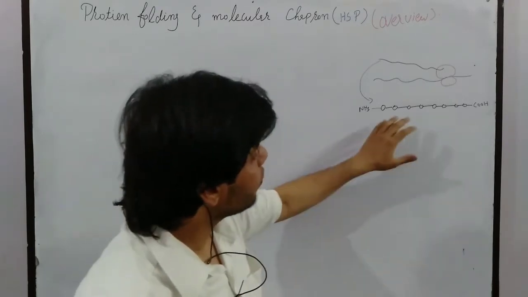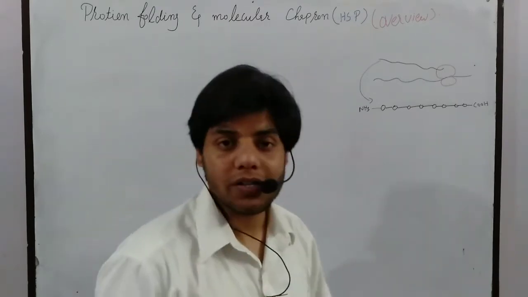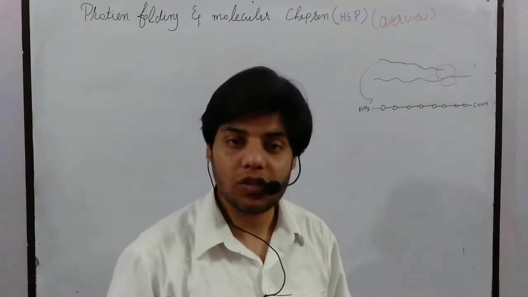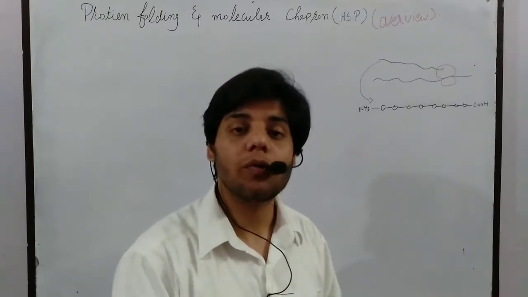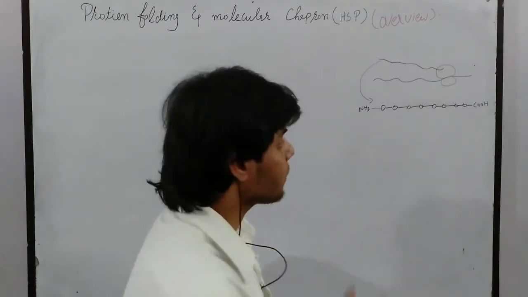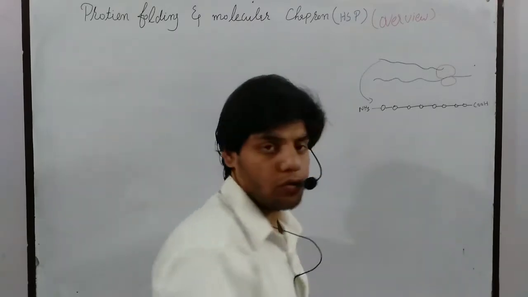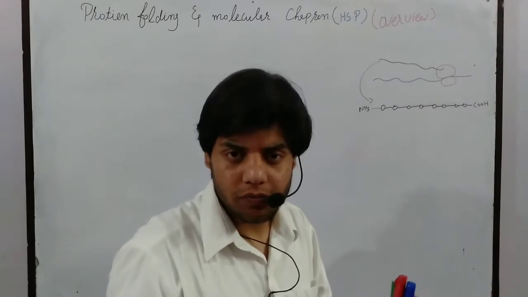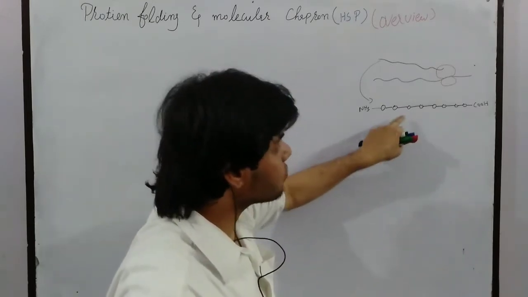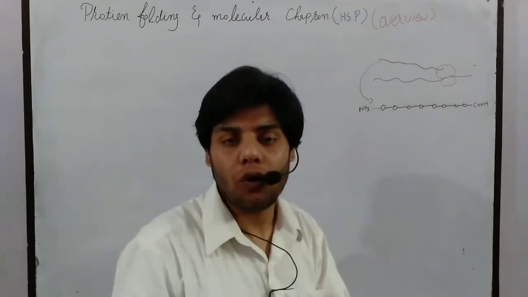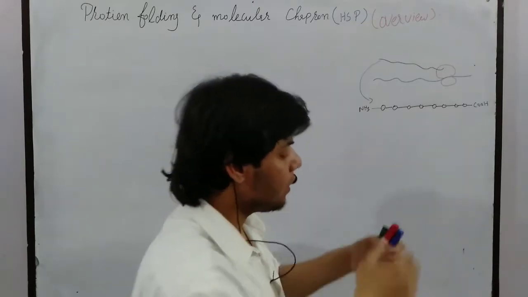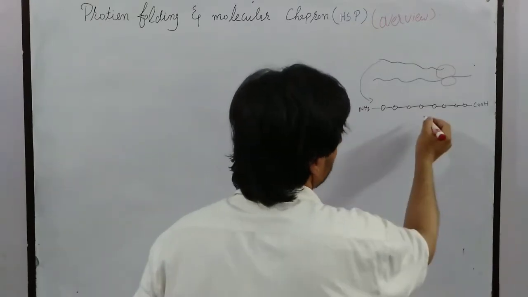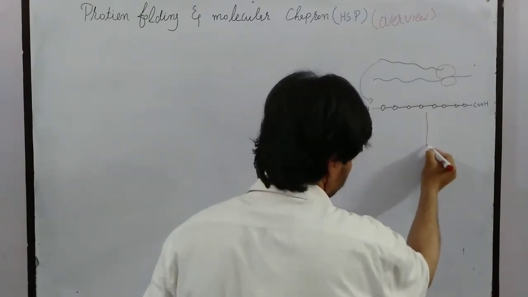Each protein is made up of amino acids, and each amino acid is connected to the next through a peptide bond. That's why we also call it a polypeptide chain. This linear structure of the protein doesn't have any function, and it is in an unfolded form, as you can see. So it will be converted into a folded form.